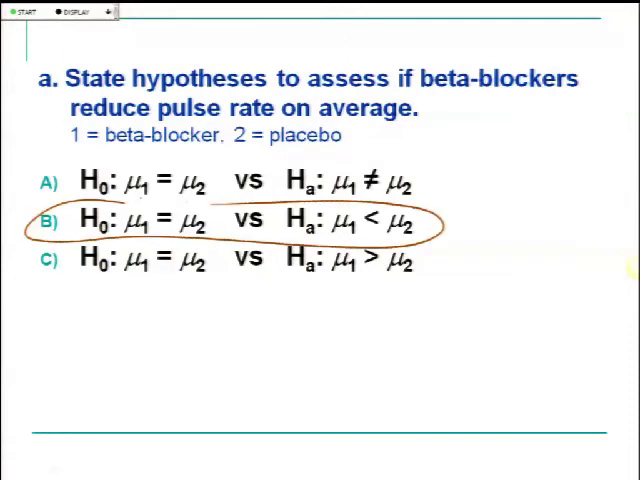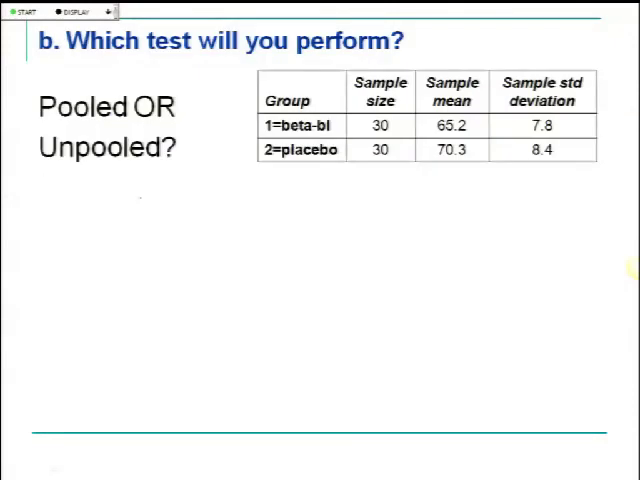And let's take a look at the results. We have to decide which test we're going to perform, pooled or unpooled. We only have one indicator to really look at. It's certainly helpful that the sample sizes are the same, but that's not a requirement for pooling. But it's nice when they are, because then the pooled and unpooled standard error are the same. But I'm looking at those 2 S's.